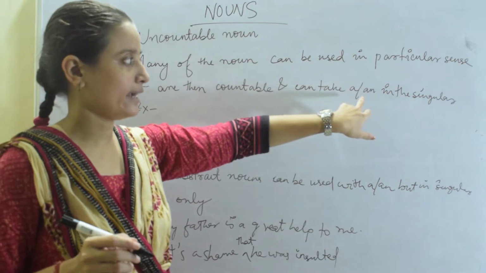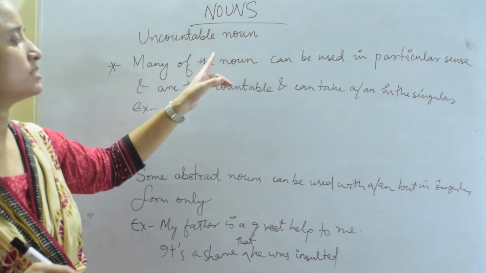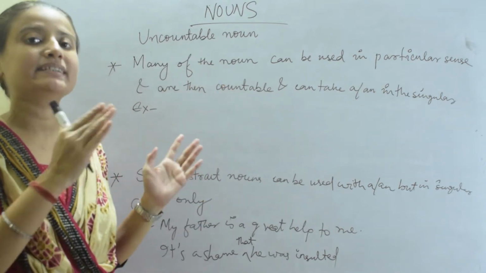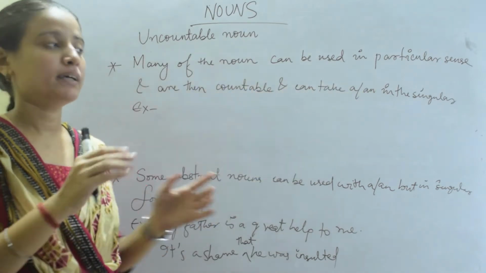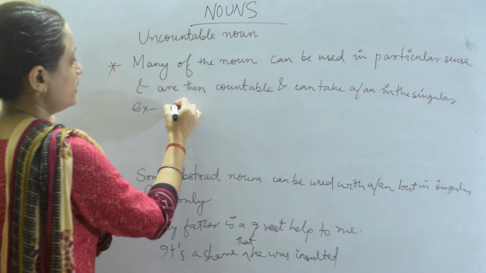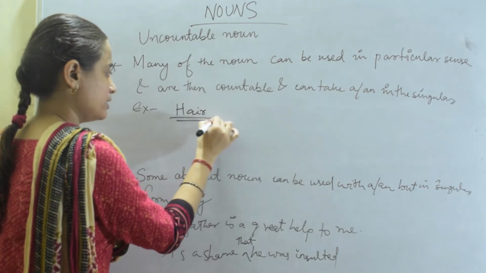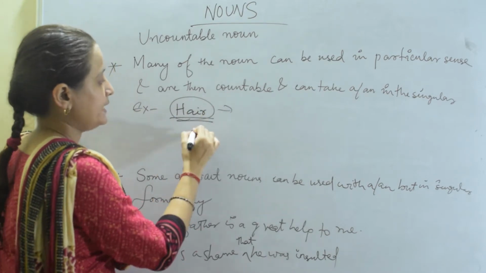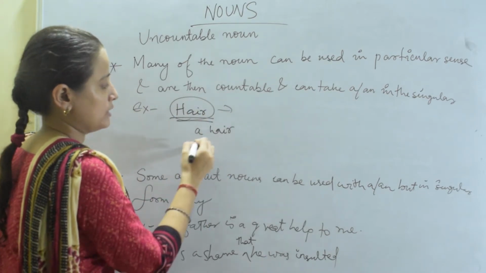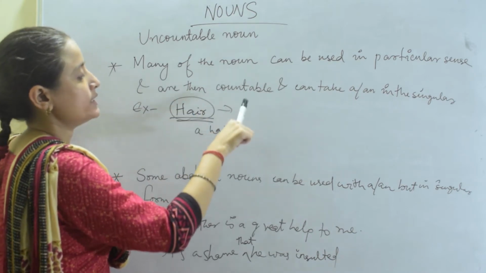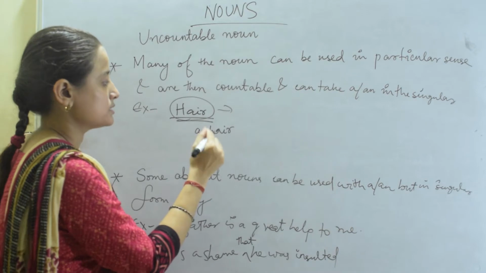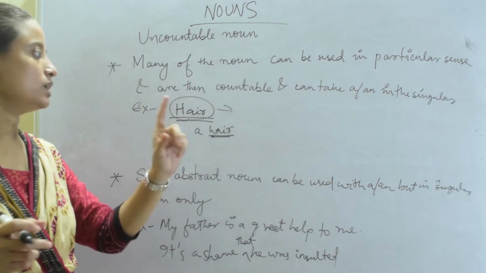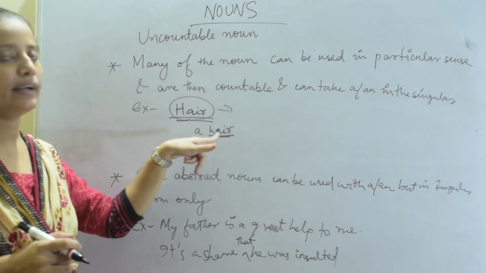Now we will see that if the noun is taken in a countable form, then it can take a and an in the singular. In the previous 2 conditions, I said that uncountable nouns should not be preceded by a and an. But take an example like hair. If I am talking about hair, then I consider hair as a whole. But if I write a hair, then it is taken in a particular sense, I am saying something singular, so it can be preceded by a and an.